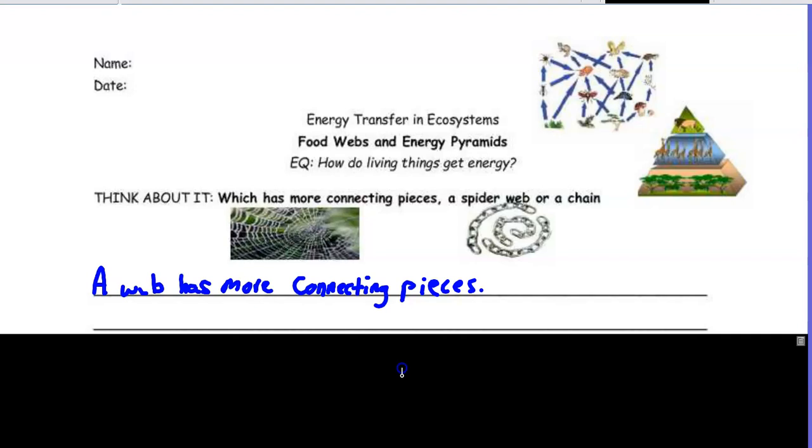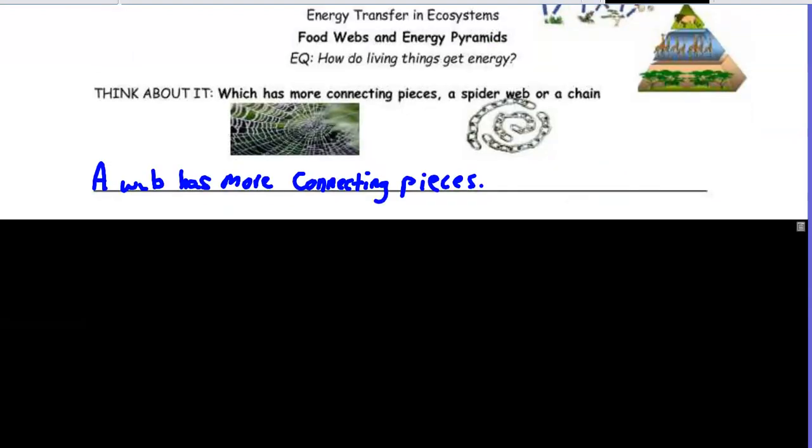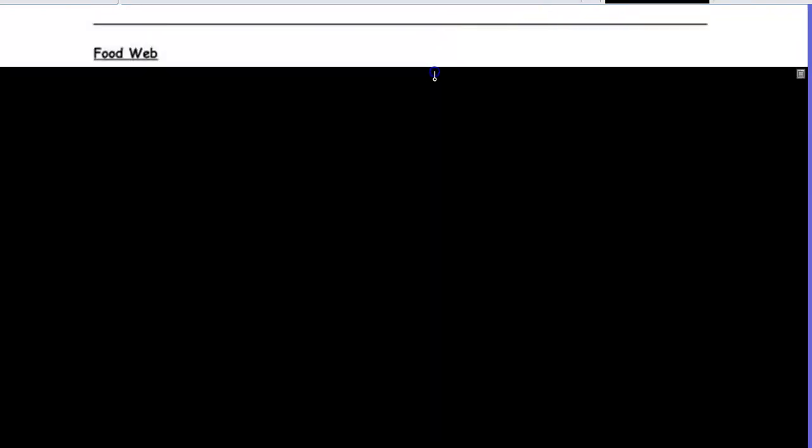That should hopefully help you remember that a food web has more pieces than a food chain. Typically, a food chain has 3 to 5 individuals or populations that are connecting to each other. A web has overlapping food chains. Let's dive into some of the facts.